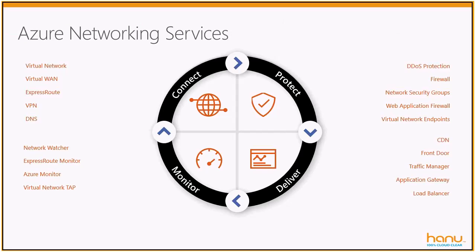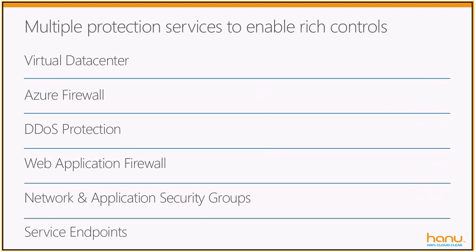So we have a large number of networking services with Azure. Those come under connectivity, monitoring, and how we are going to make things available and protect them. We are going to focus on the protection part: DDoS protection, Azure Firewall, network security groups, web application firewall, and virtual network service endpoints. These services give you the ability to make your system secure and robust, so that you can protect it from malicious intent.